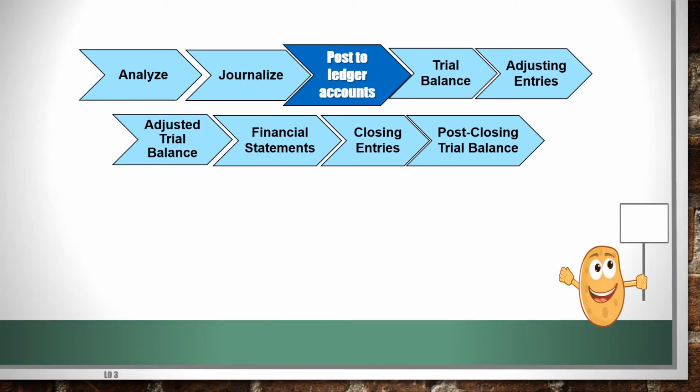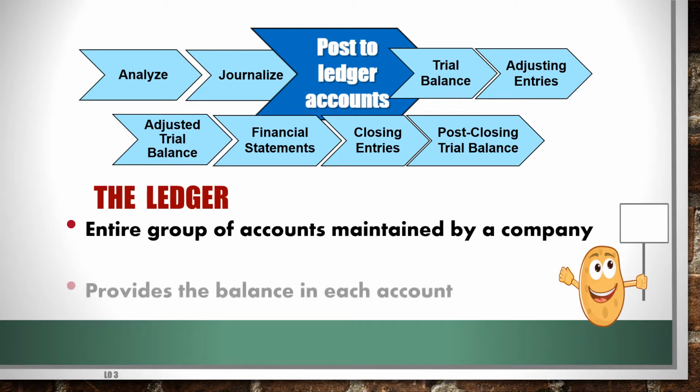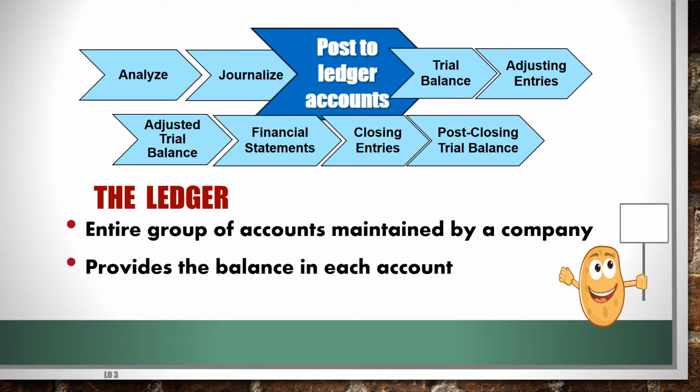The third step in the accounting cycle is posting to ledger accounts. What is the ledger? The entire group of accounts maintained by a company. The ledger provides the balance in each account, as well as keeps track of changes in account balances.